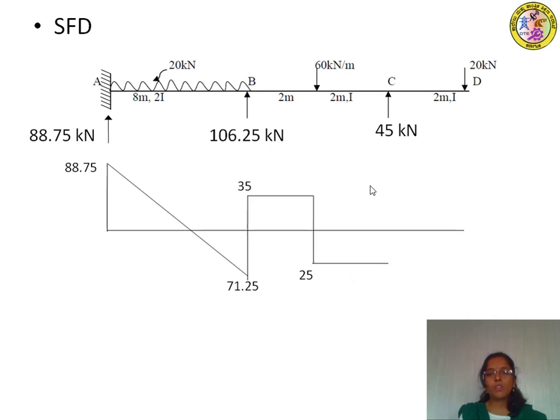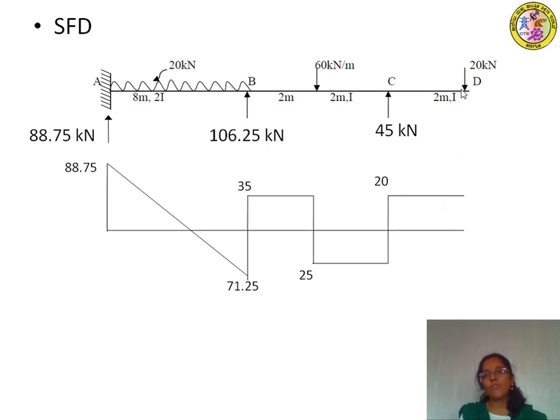So minus 25 plus 45 will be equal to plus 20. Okay, so that is the shear force to the right of C. And then the shear force to the left of D. In between, from right of C to left of D, we don't have any value, so the shear force will be constant till that level.